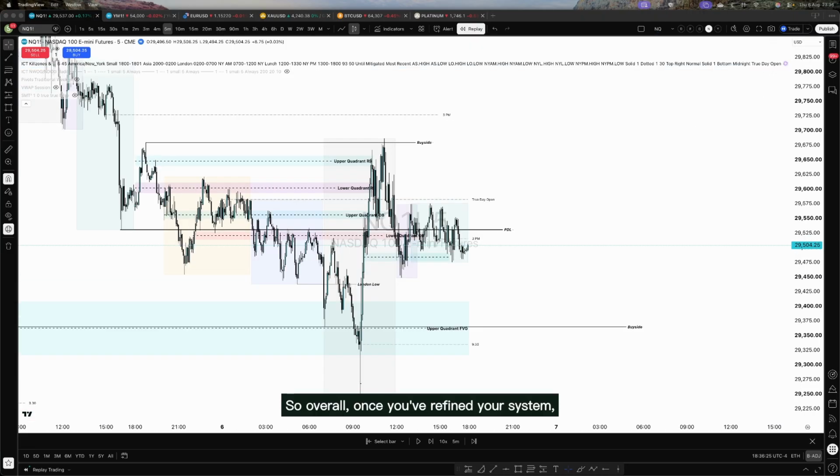So overall, once you've refined your system, once you've refined your strategy, it's about risk management, it's about maturity, and a lot of times experience. Now, I'll say this multiple times over and over because you could be right 99 times out of 100, but that one time, because you've not used the correct risk management and you don't have the right psychology, you can ruin all your good work.